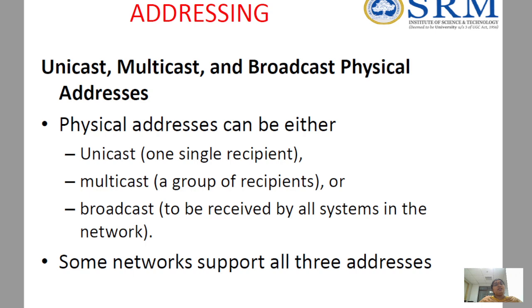The physical address uses three kinds of addressing schemes. The first one is unicast, the second one is multicast, and the third one is broadcast physical addressing. In unicast, the address is sent to only one recipient. If the address is sent to multiple or a group of recipients, it is depicted as multicast addressing. And if it is received by all of the systems in a network, it is called broadcast addressing.